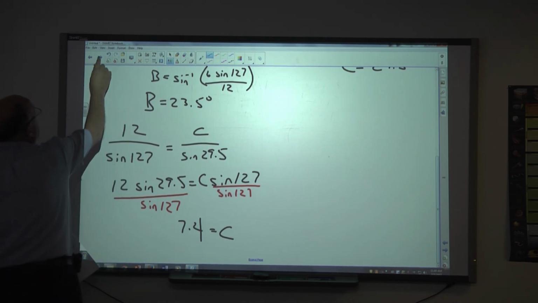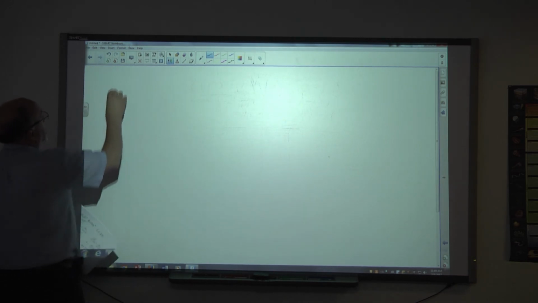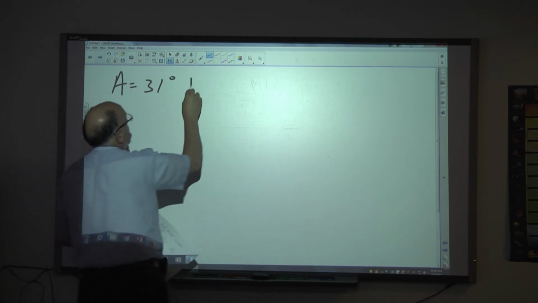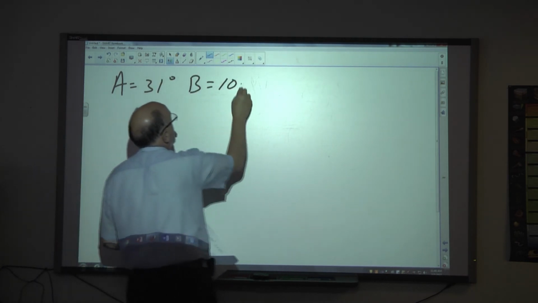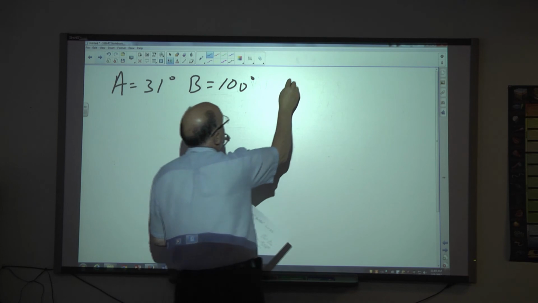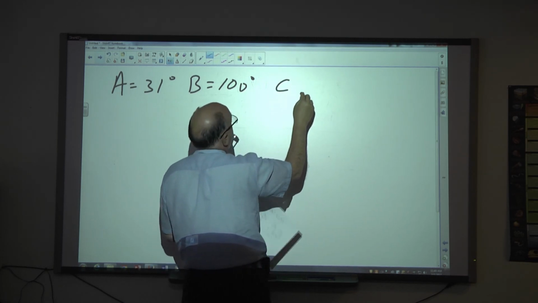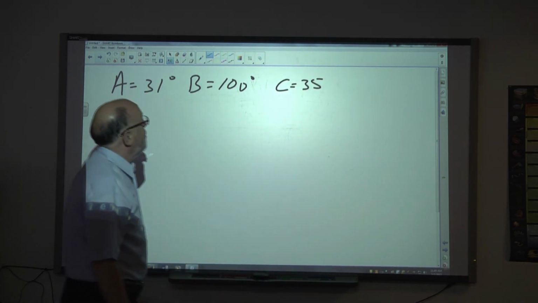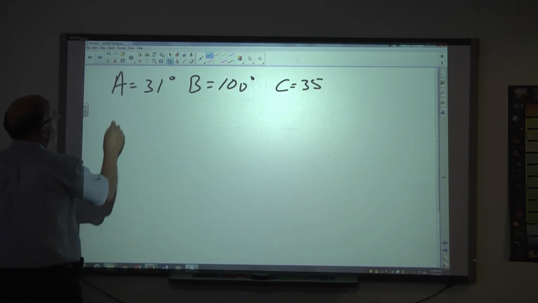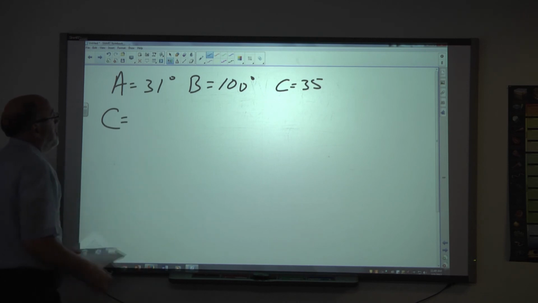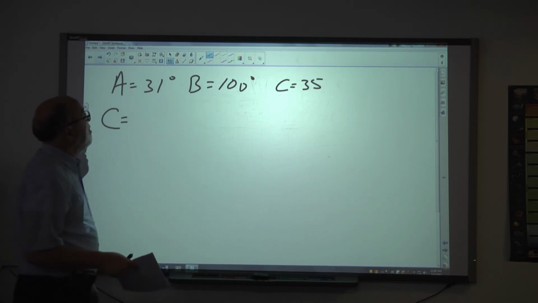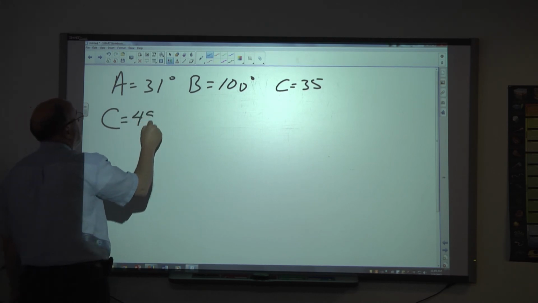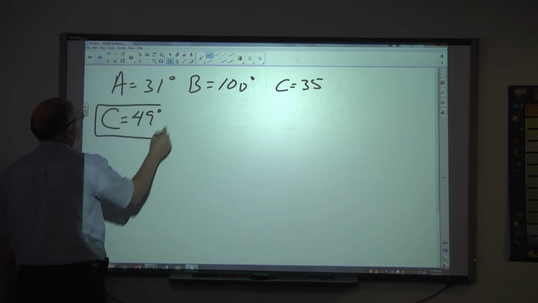Well, let's go through another one. Now let's say that angle A is 31 degrees, angle B is 100 degrees, and side c is 35. Let's start off by finding angle C. That's the easy one, after all. I know these two add up to 131. We do a little bit of subtracting, and we get angle C is going to be 49 degrees.